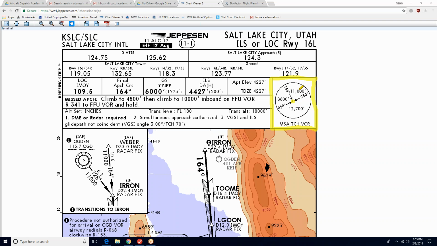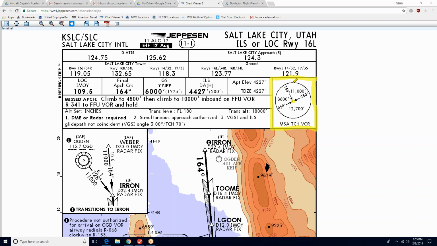So this has a 25 nautical mile radius around the airport. That's what this circle represents. If you are to the south of the airport, the minimum obstacle or terrain clearance for that area is 12,700 feet. If you are to the north and east of the airport, it's 11,000 feet. If you are to the north and west, it's 8,600 feet. So this is what this is telling you here.